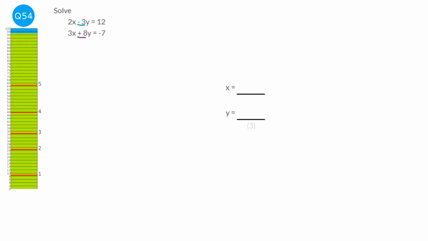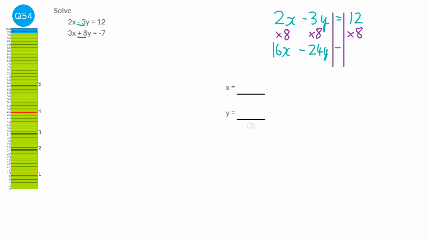So I'm going to write out the first equation, so 2x minus 3y equals 12. Get my lines in, and I'll notice that I'm going to times everything by 8 to make the coefficient of the y to be minus 24. So we've got 16x minus 24y, which is good, that's what we wanted. And then we're going to do 12 times 8, which is 96.